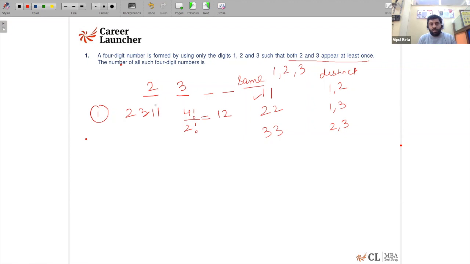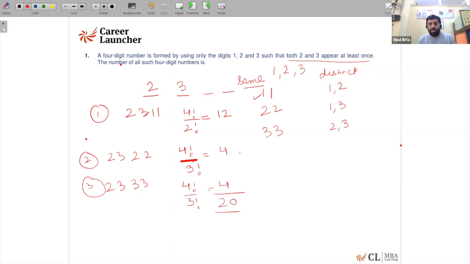Second case, with these 2 and 3, the others are 2. So out of 4, 3 are alike. Therefore the total number will be 4 factorial upon 3 factorial, which is 4. That's the second case of the remaining 2 being the same. If I say 2 and 3 and the other 2 are the same, it is the same as the earlier one. Here all 3 are there and one number is 2. Therefore the number of ways will again be 4. So if the remaining 2 digits are the same, we have a total of 20 cases.